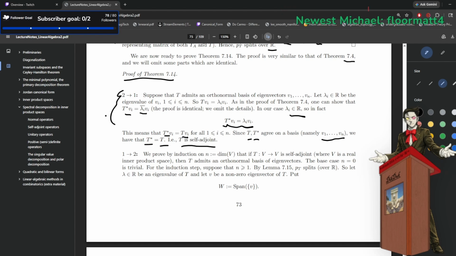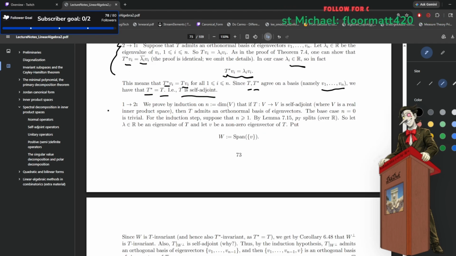Very nice. Now, for 1 to 2, we prove by induction on n, defined as the dimension of V, that if T from V to V is self-adjoint, where V is a real inner product space, then T admits an orthonormal basis of eigenvectors. This is going the other way. The base case of n equals 0 is trivial because, well, you don't have anything.